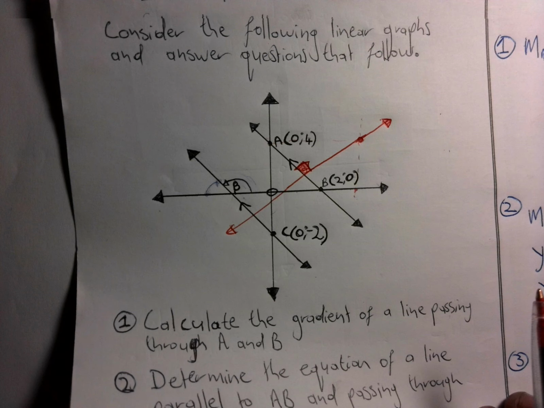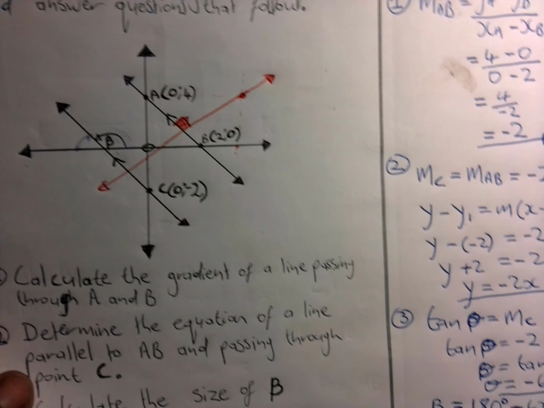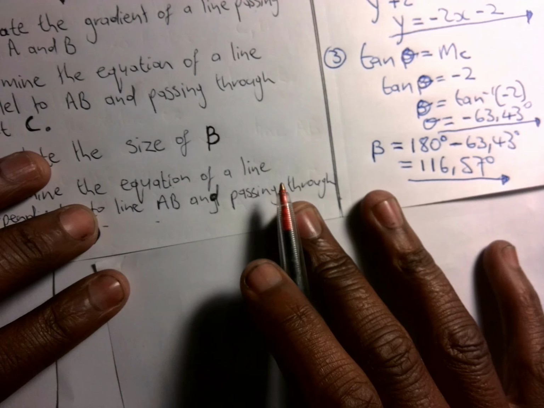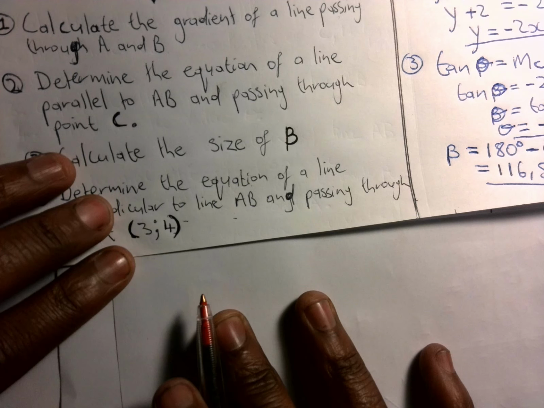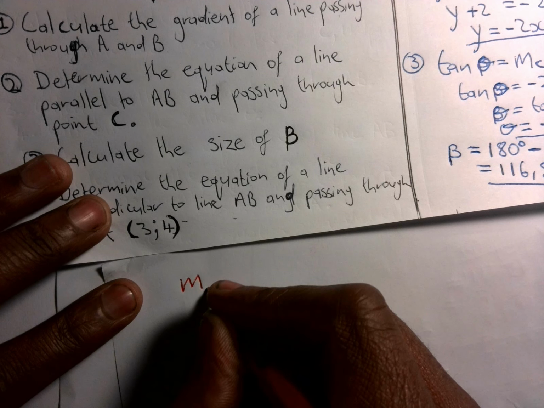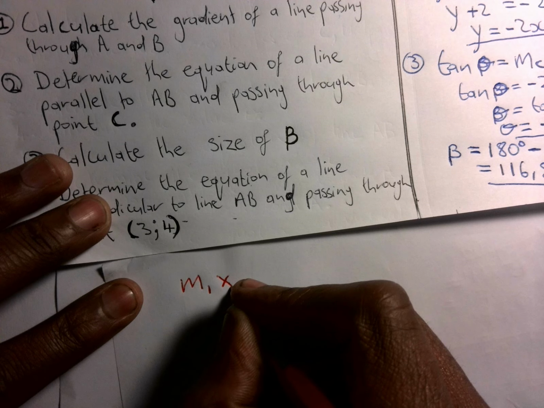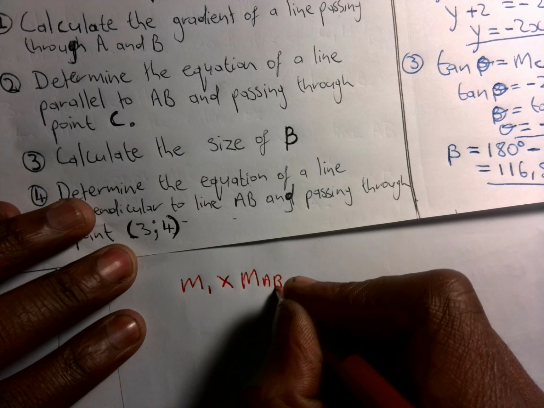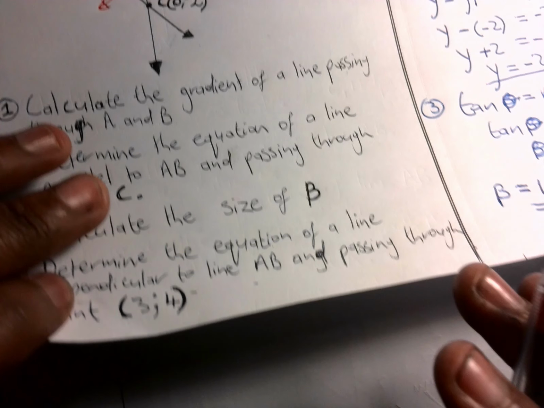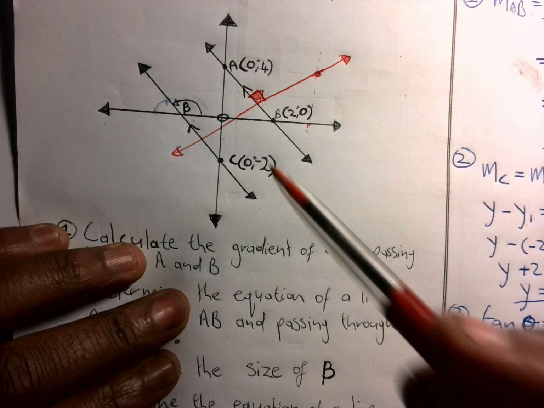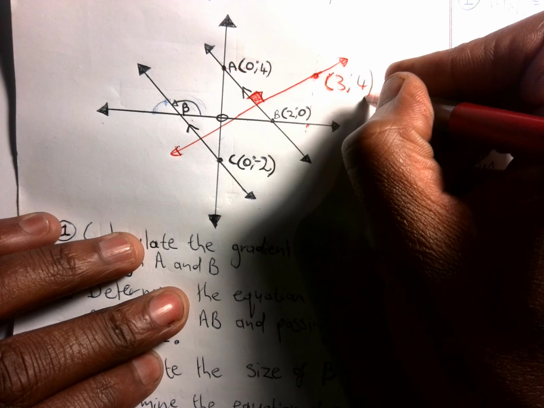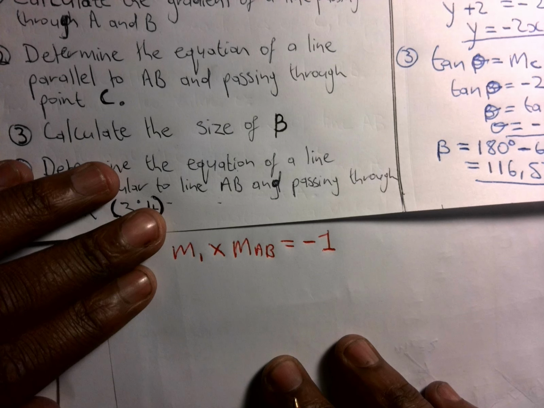Then we're going to say, okay, you know that, let's just call it M1. If you multiply M1 with MAB, we know that we should get -1. But we do not know the gradient of this. What we only know is the point there, which is (3, 4). So we are going to get the gradient of that line using this relationship.